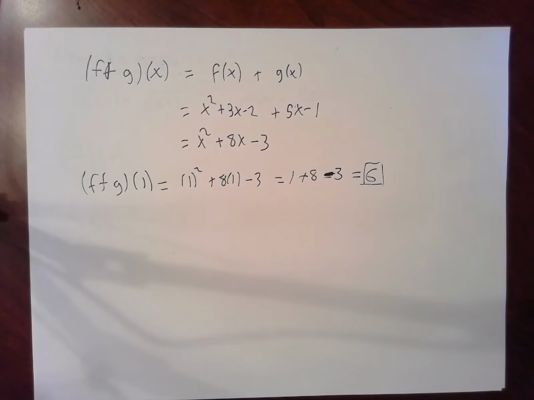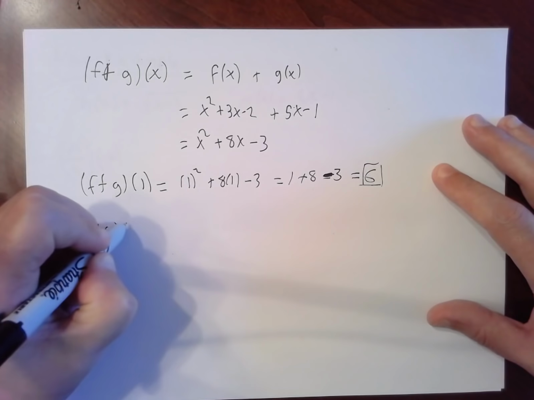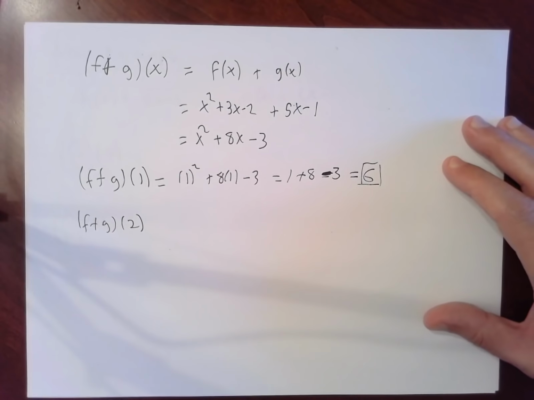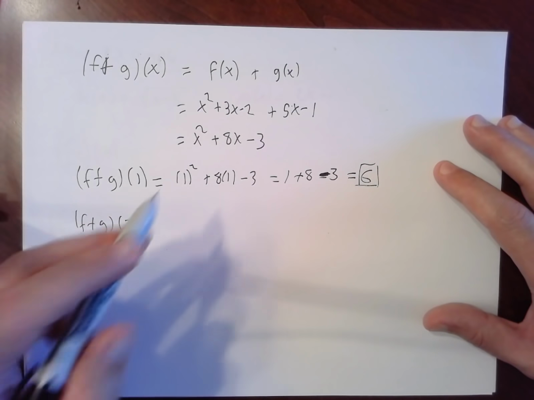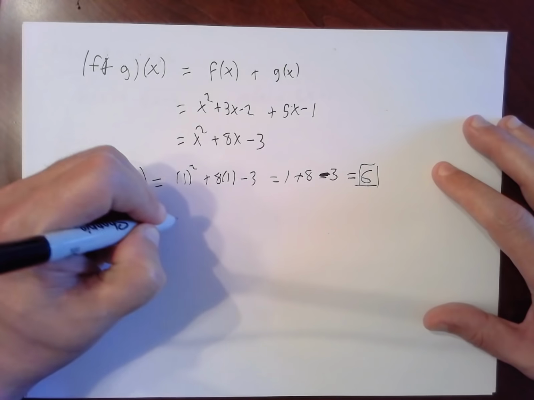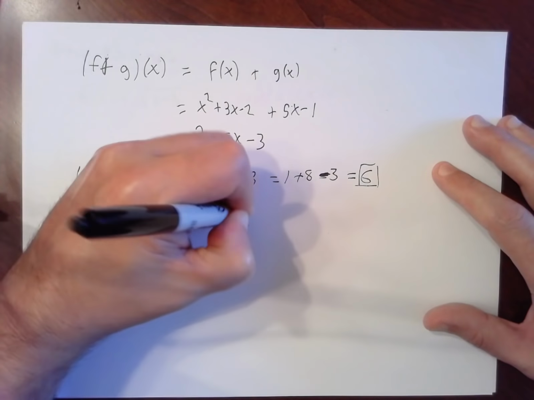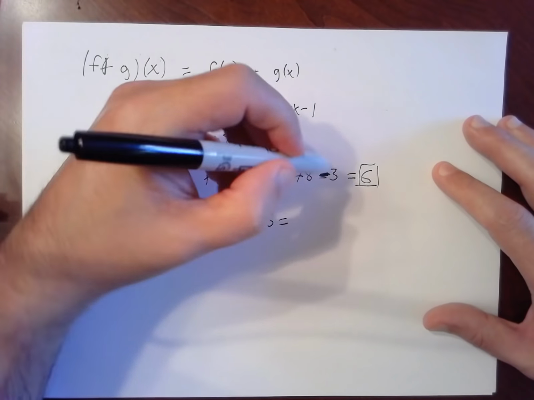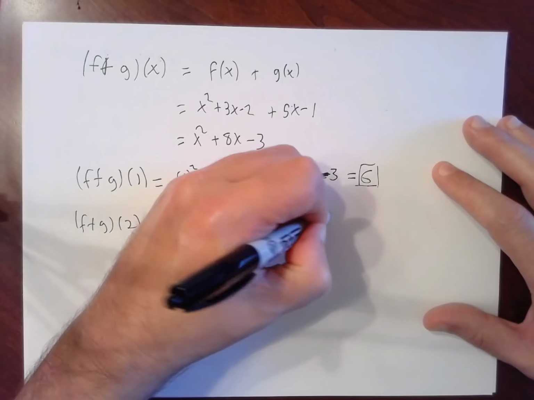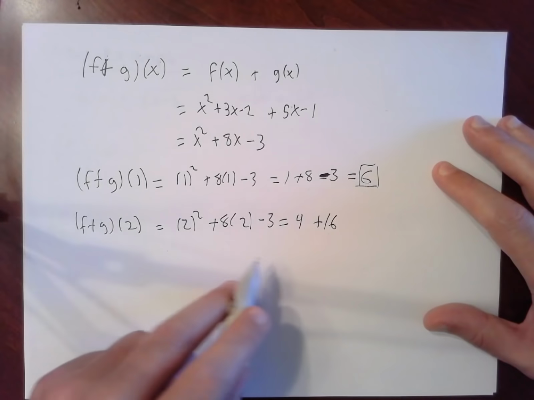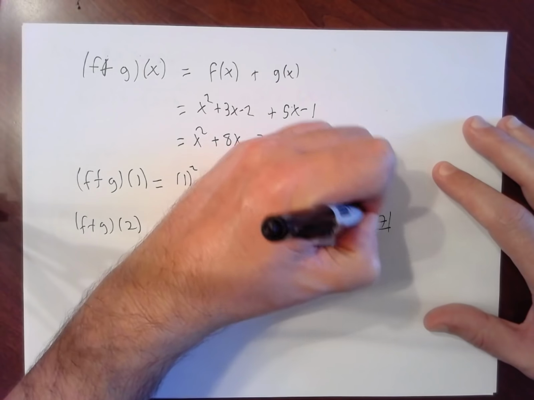Same thing with 2. I could find f plus g of 2 using this new formula. Instead of doing each one separately, just use the formula that we've just created. We would get 2 squared plus 8 times 2 minus 3, which I think would be 4 plus 16, just 20 minus 3 would be 17. Hey, that's the same thing we got before.